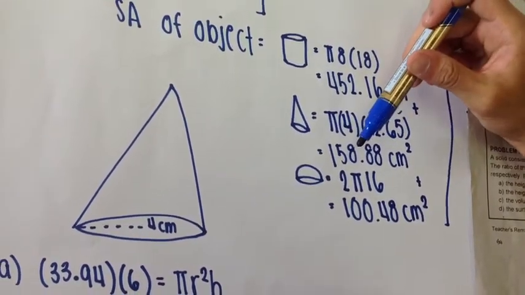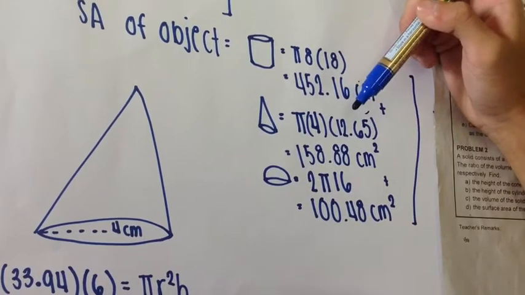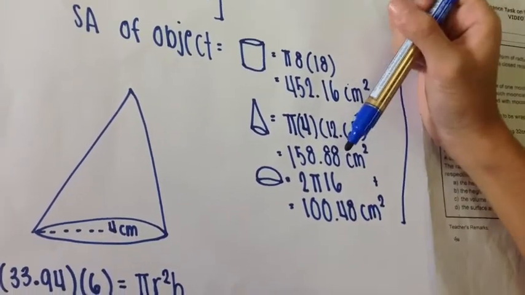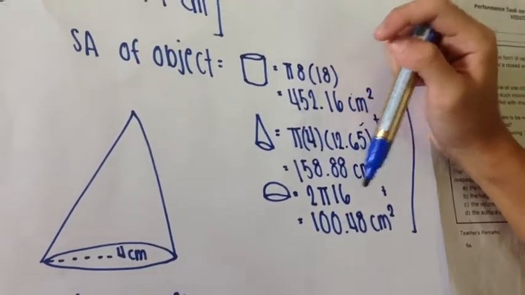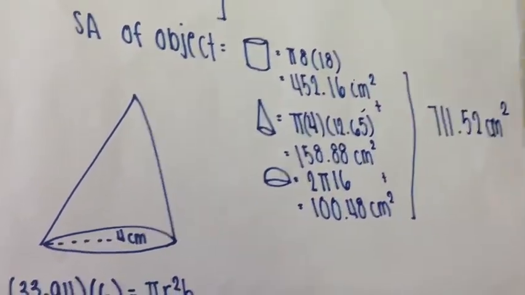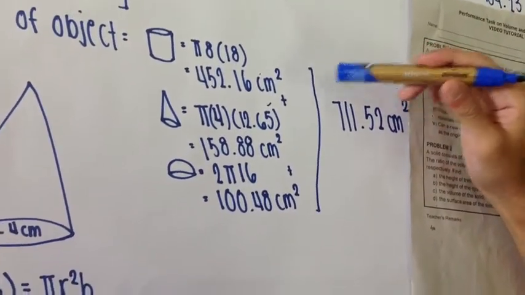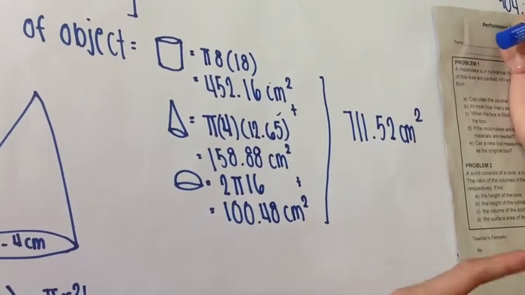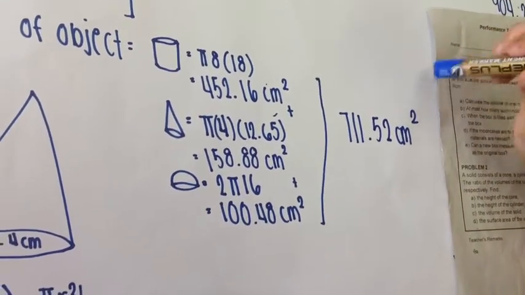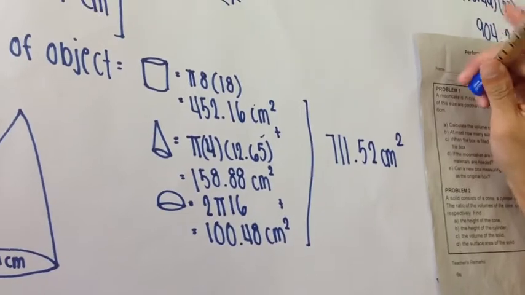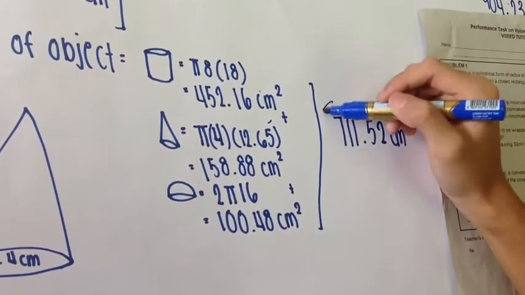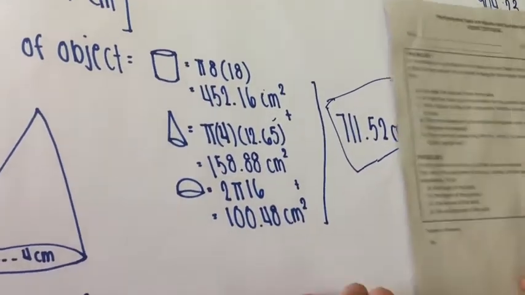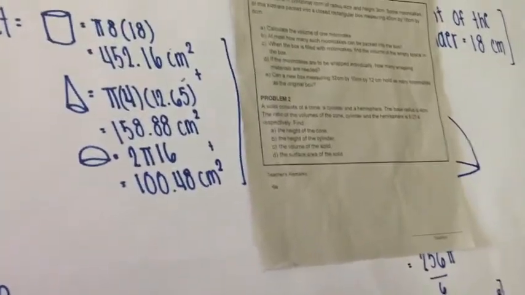Then we get the surface area of the hemisphere. The equation is 2 pi r squared. So we eventually come up with 100.48 cm squared. We add all of the surface areas of the objects to come up with the surface area of the whole object, which looks like a pencil. So the whole thing is 711.52 cm squared. Here, this is the surface area of the whole object. So that's how we solve this problem.